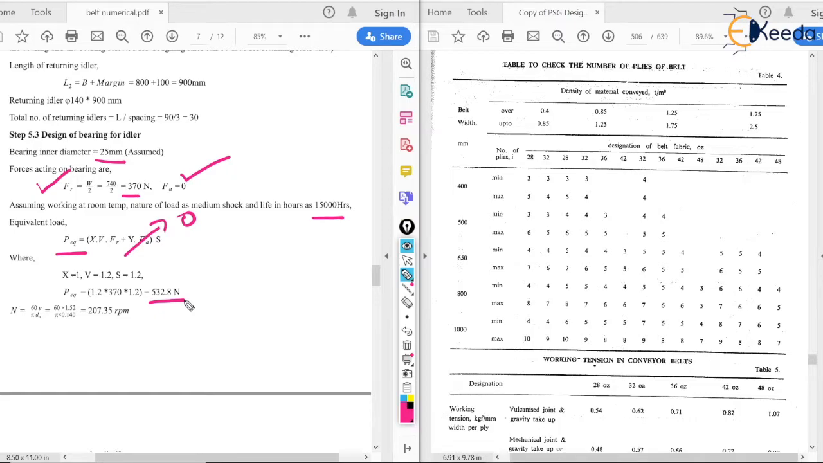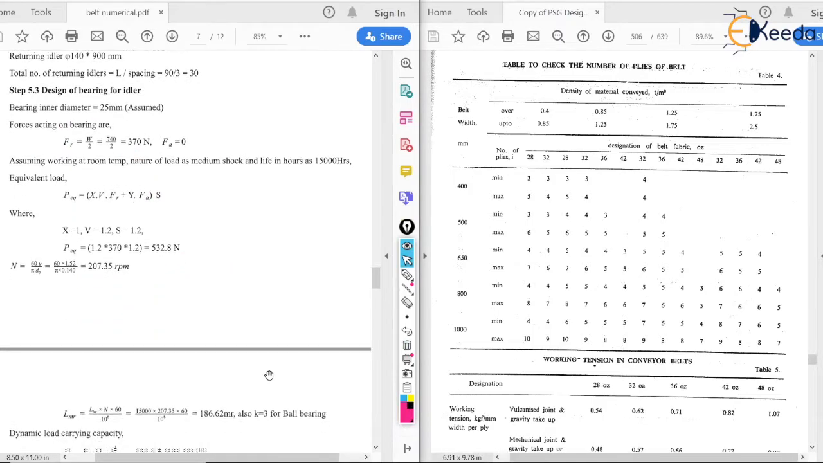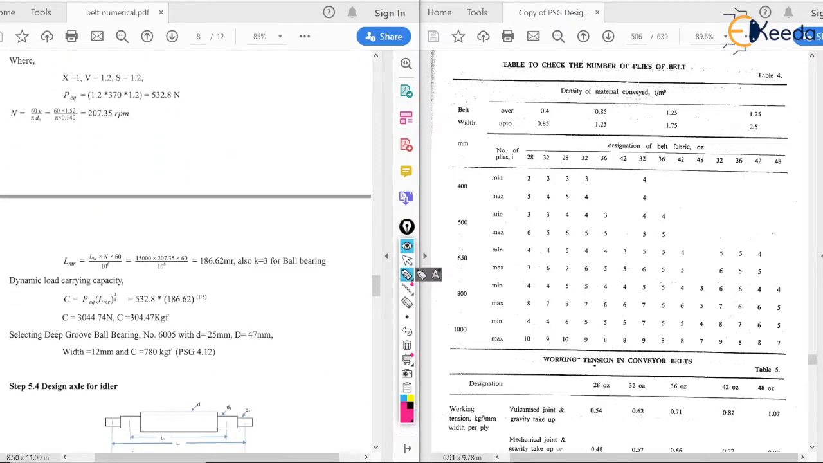After that we are going to calculate the RPM N. So V is equal to pi dn upon 60. We have just got the value of V here, so we reverse the formula and we get n equal to 207.35 rpm. Next we are going to calculate the life in million revolutions, so it is life in hours into rpm into 60 divided by 10 raised to power 6. From this we have got 186.62 million revolutions.